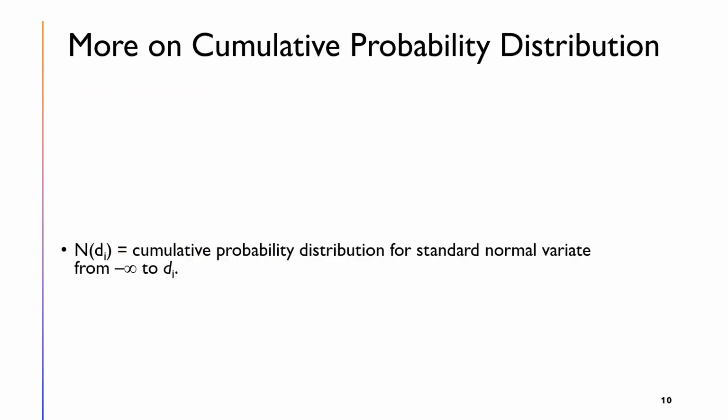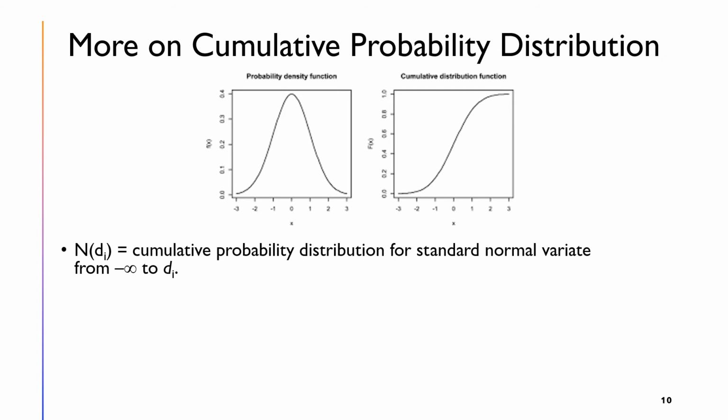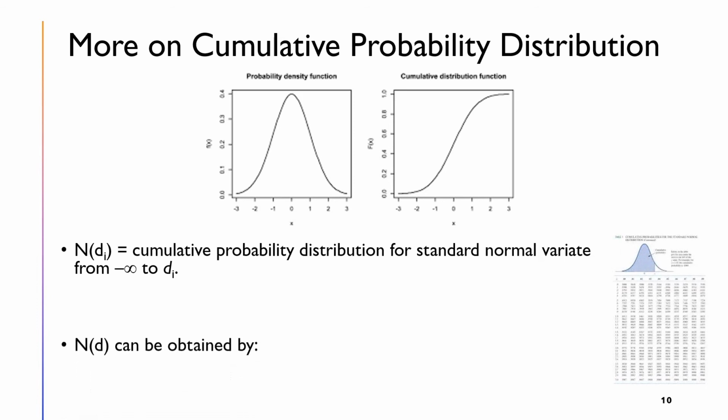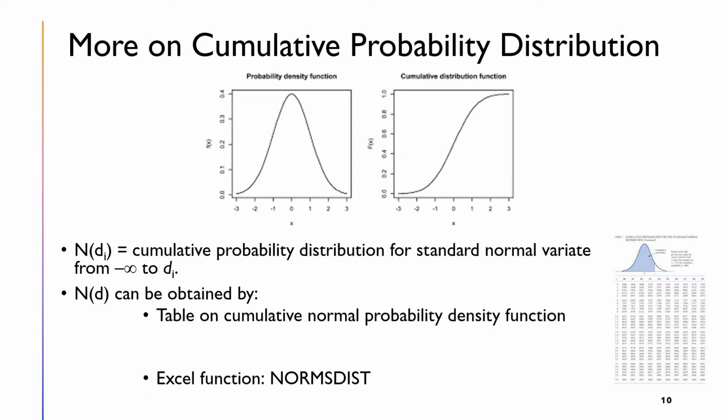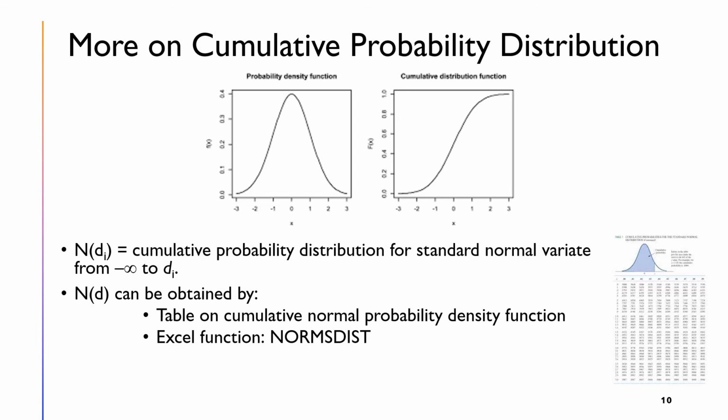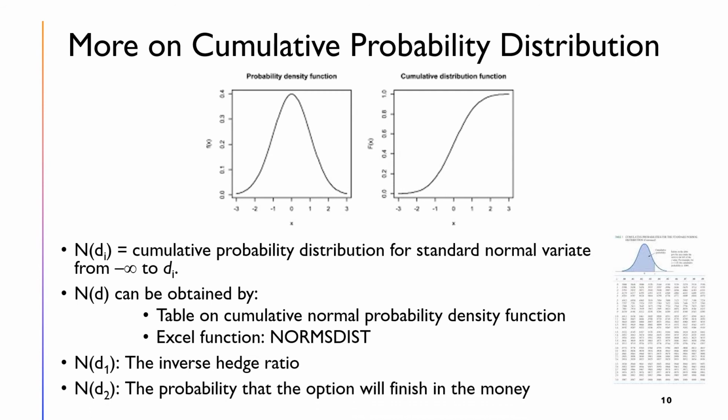This slide explains further about the cumulative probability distribution N(d). The two figures illustrate the difference between probability density function and cumulative distribution function. From the figure on the right, you can see that the value of the cumulative probability can range from 0 to 1. N(d) can be derived from a table on cumulative normal probability distribution or using the Excel function NORMSDIST. Take note that N(d1) and N(d2) have certain meanings behind them. N(d1) represents the inverse hedge ratio. N(d2) is the probability that the option will finish in the money.